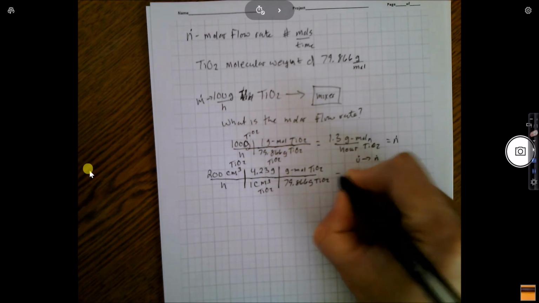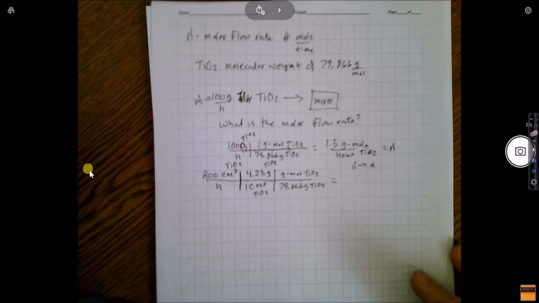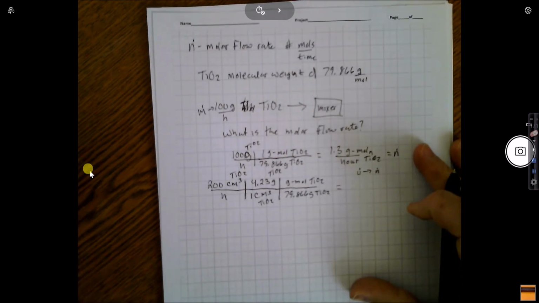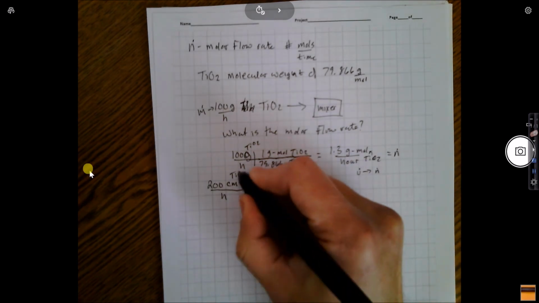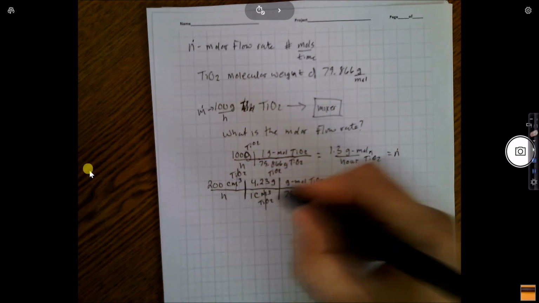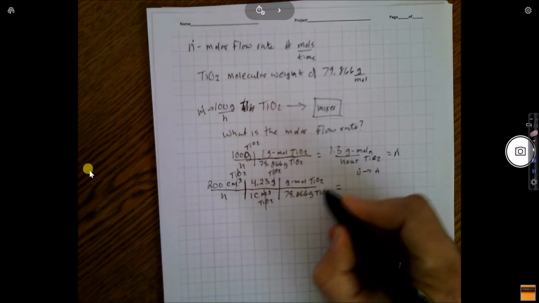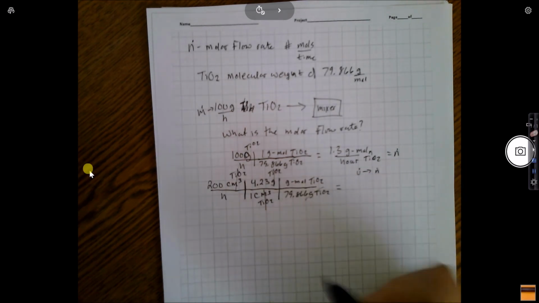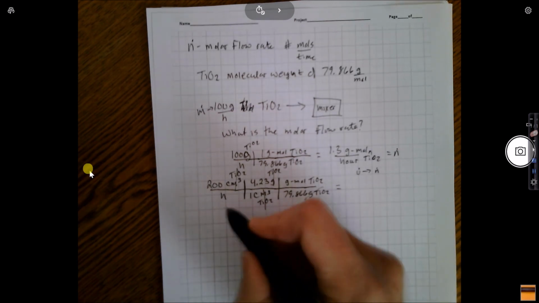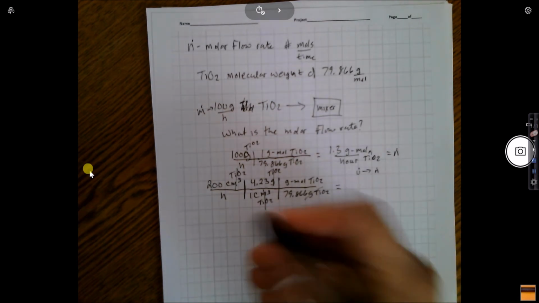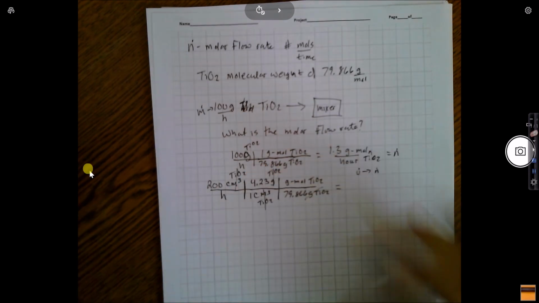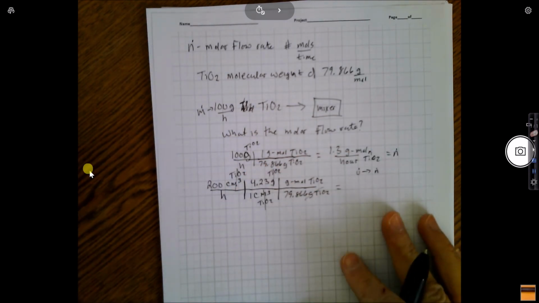So here we go. Let's do a quick inspection of what we're doing. We have centimeters cubed of TiO2, which cancels out. Grams of TiO2 cancels out. So we're left with gram moles of TiO2 and hours, and so we're left with moles per time. That is the definition of molar flow rate.